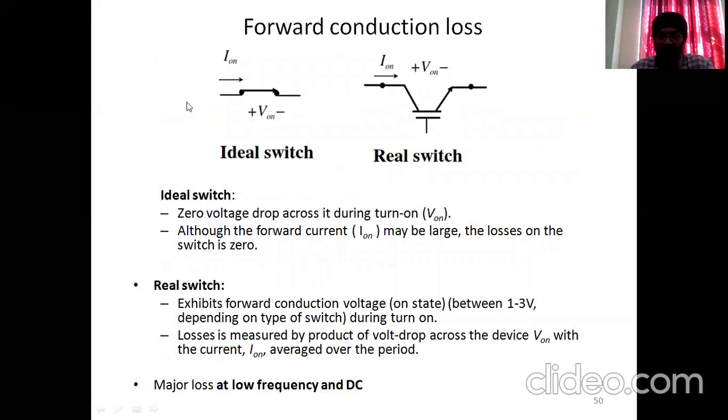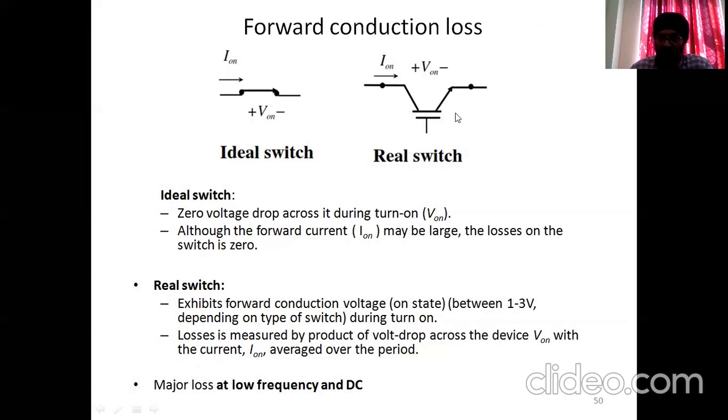Now forward conduction loss. This is the ideal switch, and this can be a practical switch. In an ideal switch, there is zero voltage drop across it when it's on. And the forward current can be very, very high because we do not have any voltage drop. So the complete current from left to right will flow. No power drop over here.